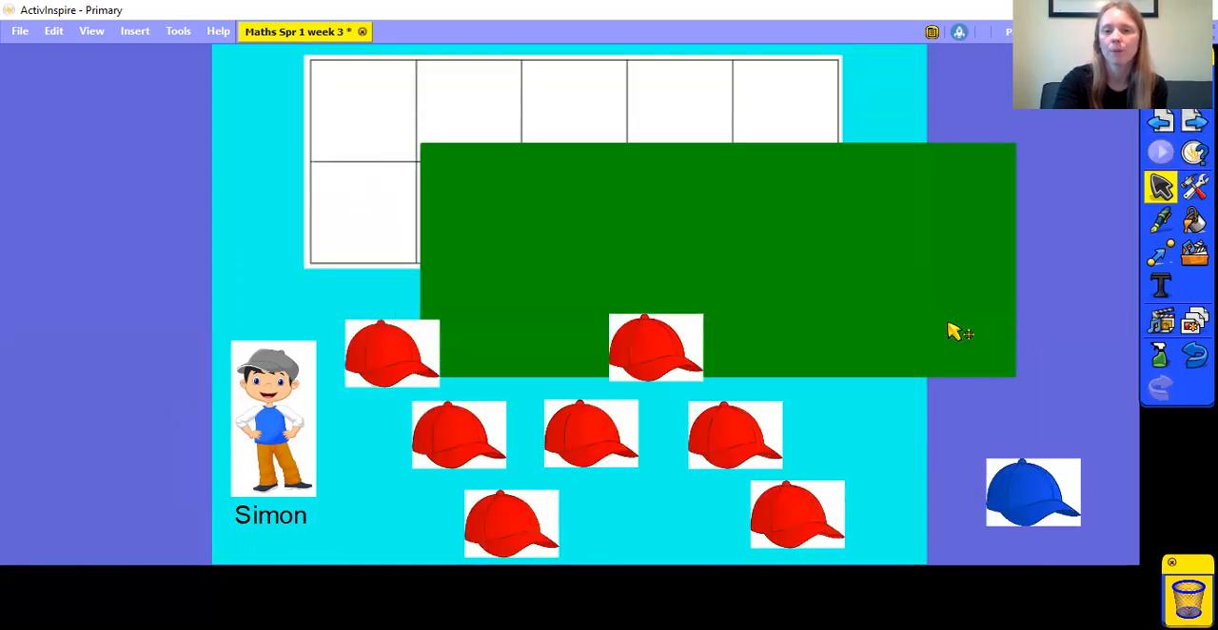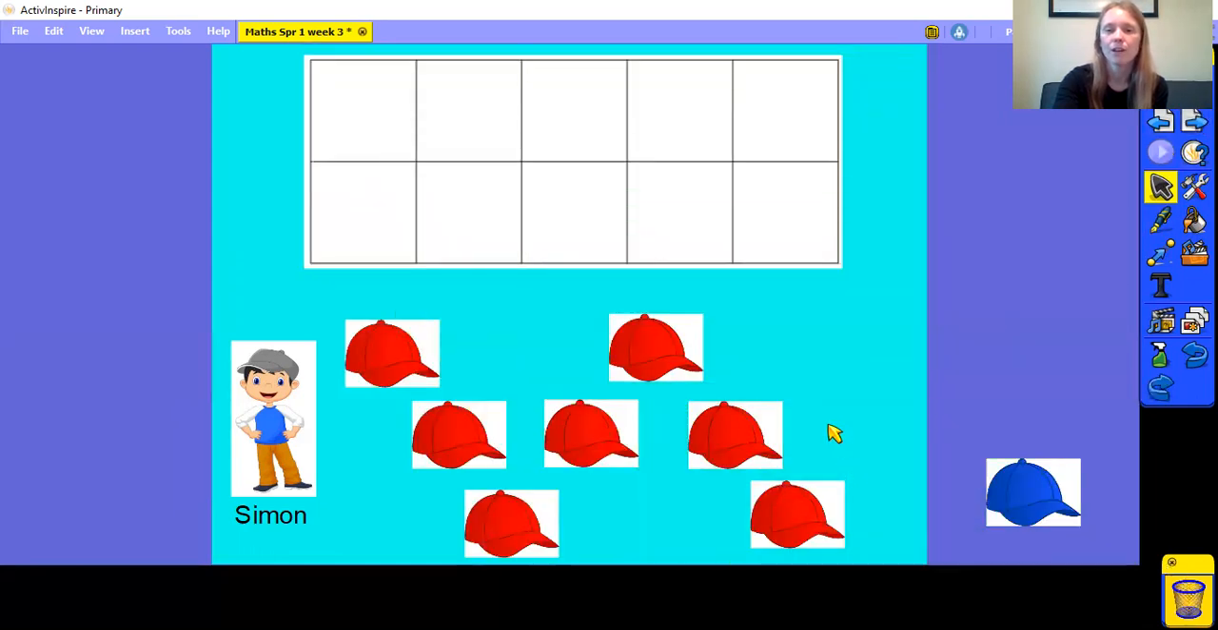Let's try this one. So first, Simon went to the shop and he bought his red hats. Then he went and bought 1 blue hat. Let's find out how many hats Simon has now.